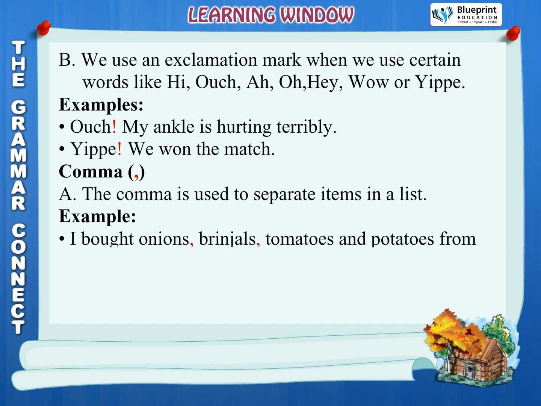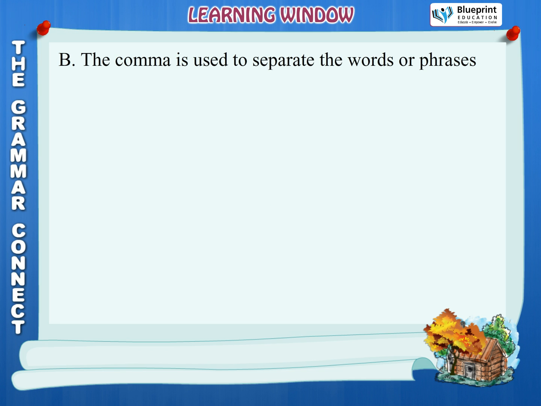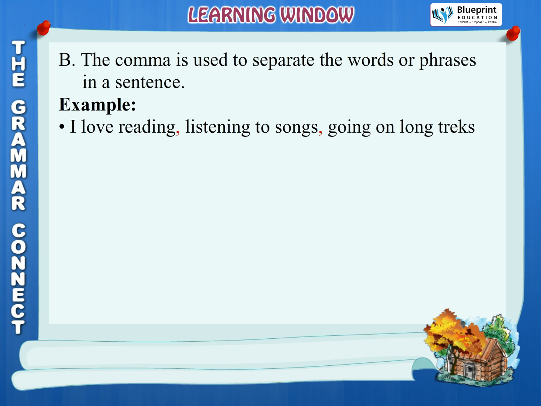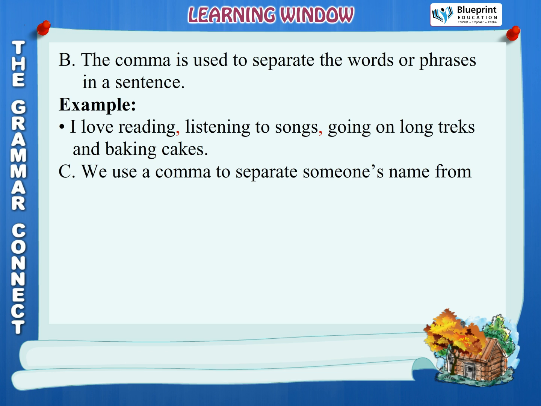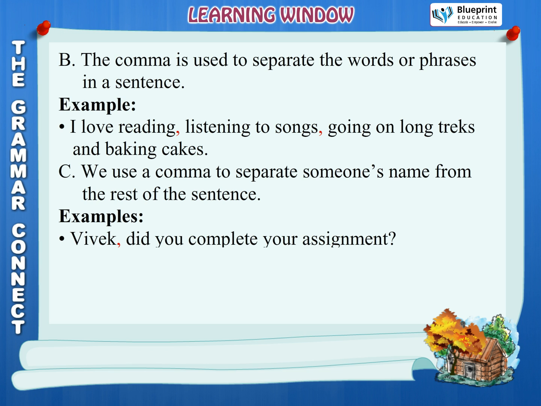Example: I bought onions, brinjals, tomatoes and potatoes from the market. B. The comma is used to separate words or phrases in a sentence. Example: I love reading, listening to songs, going on long treks and baking cakes. C. We use a comma to separate someone's name from the rest of the sentence. Examples: Vivek, did you complete your assignment? Where are you, Sujata?